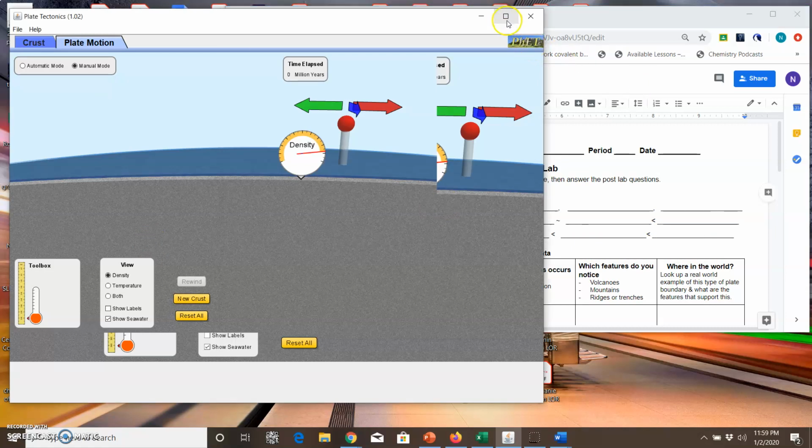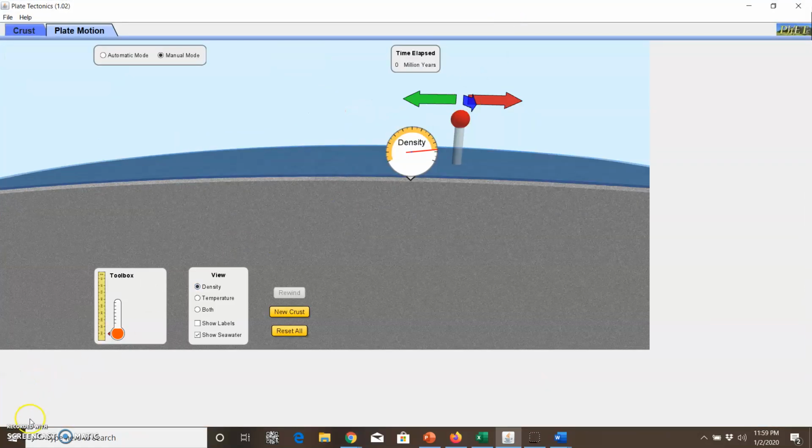All right, now that we have that established, let's go ahead and do some simulations.